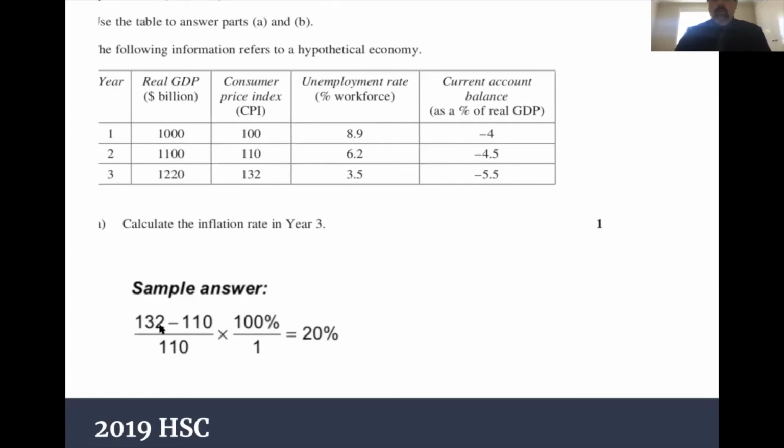So the 132 minus the 110 is the change in the CPI, which measures inflation, divided by the previous year CPI. And we're timesing that by 100%, and that equals 20%. So just make sure it's clearly labelled there.